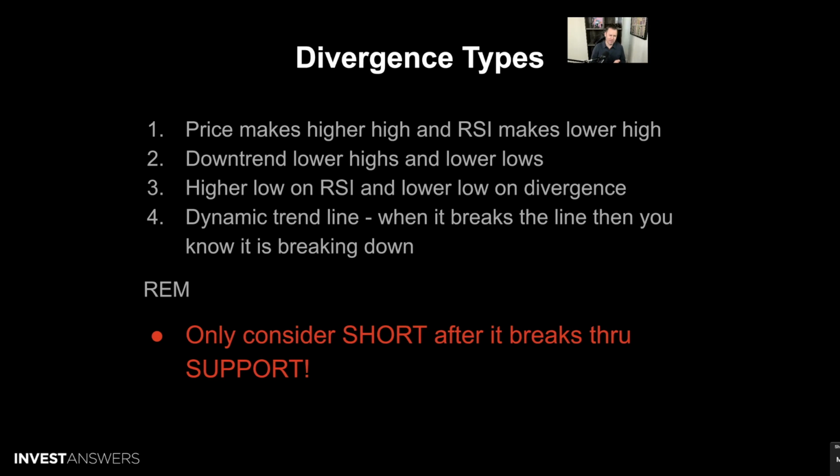One is when the price makes a higher high and the RSI makes a lower high. Remember, think divergence. They're both going in separate directions. Downtrend, lower highs and lower lows. Then you have the higher low in RSI and the lower low in price. And then you have when you create your dynamic trend line as well, and something breaks that trend line, you know something's breaking down. So I will talk about that as well.